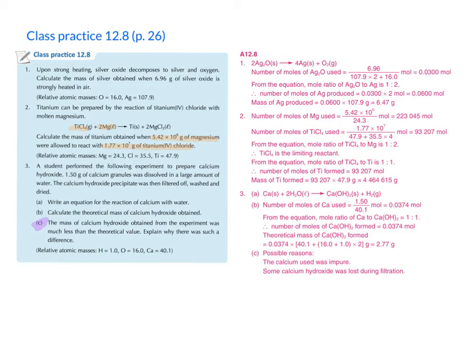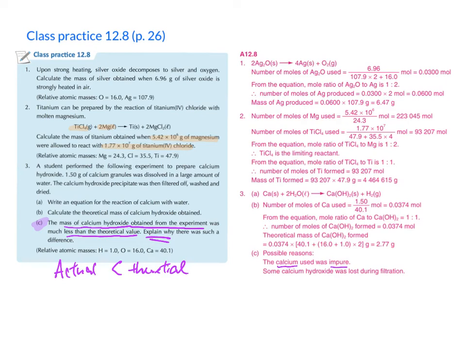The last thing I want you to pay attention to is question 3C. After you do the question, you will find that the mass of calcium hydroxide obtained from the experiment was less than theoretical yield. Of course, the actual yield all the time will be less than theoretical. But they need you to work out why they have a smaller actual yield. So you can refer to some of the reasons that we have mentioned before. A possible reason may be the calcium was impure. The impurity inside the calcium may not have reacted.